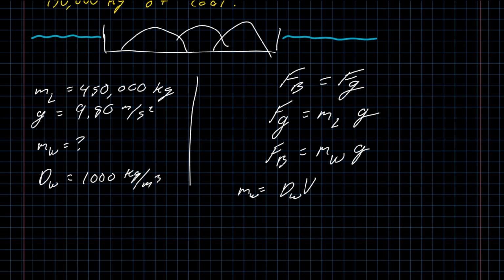And we're going to be dealing with a rectangular prism. So we know that the deck size was 20 meters by 70 meters. What we don't know is how much of the barge is going to be submerged. Let's call that little d.